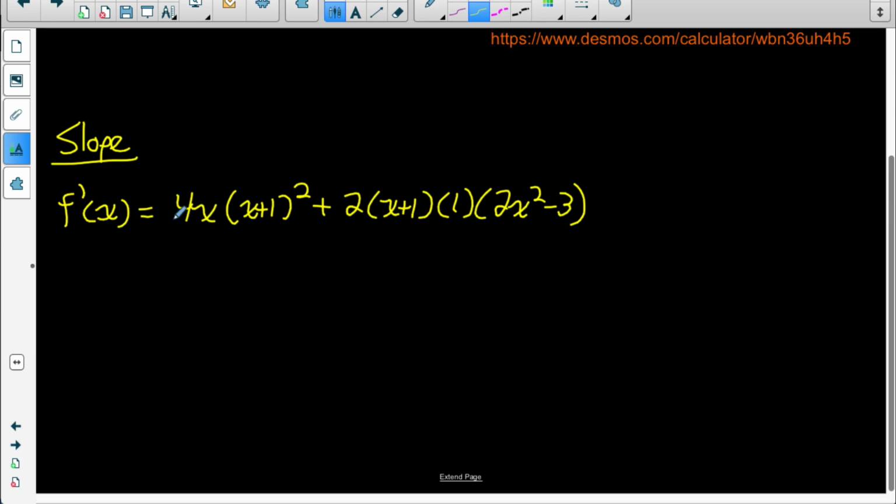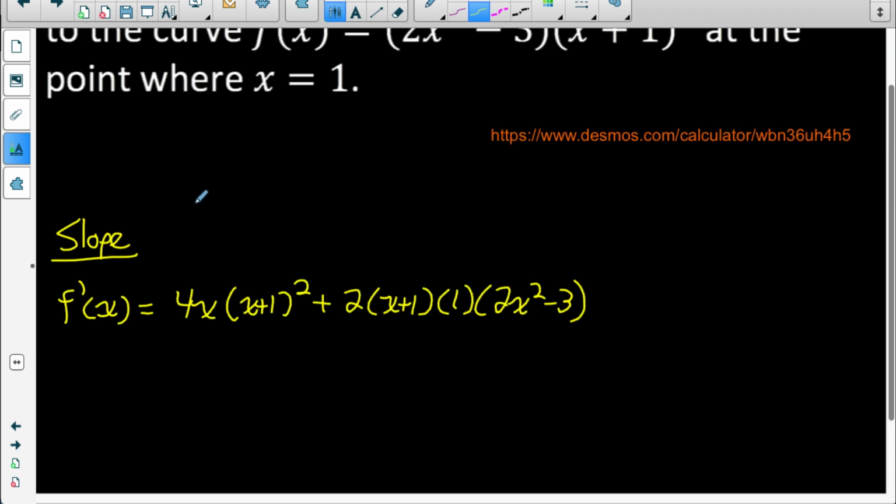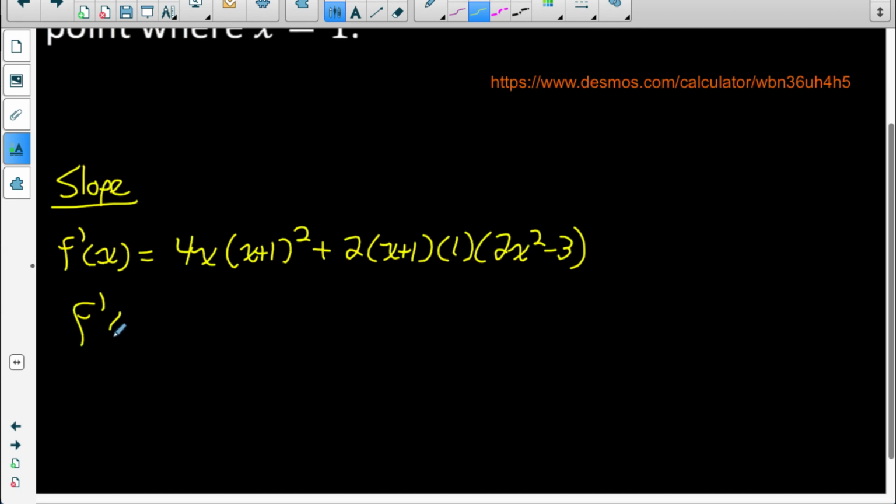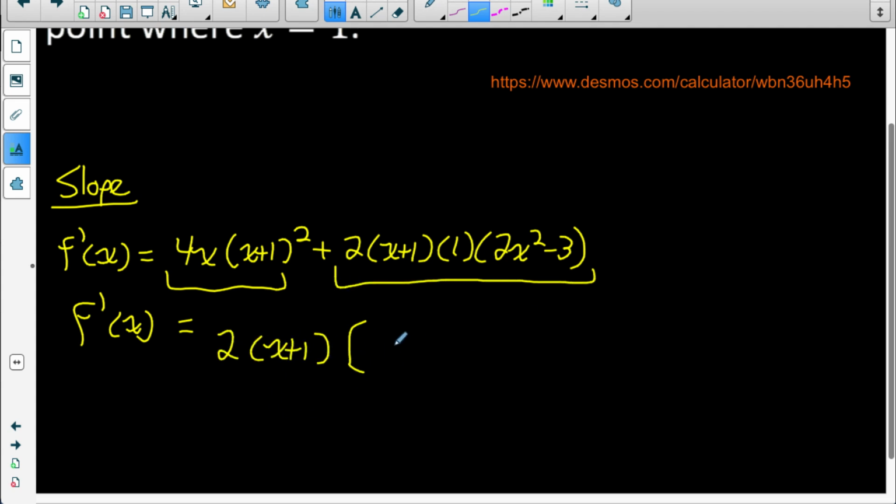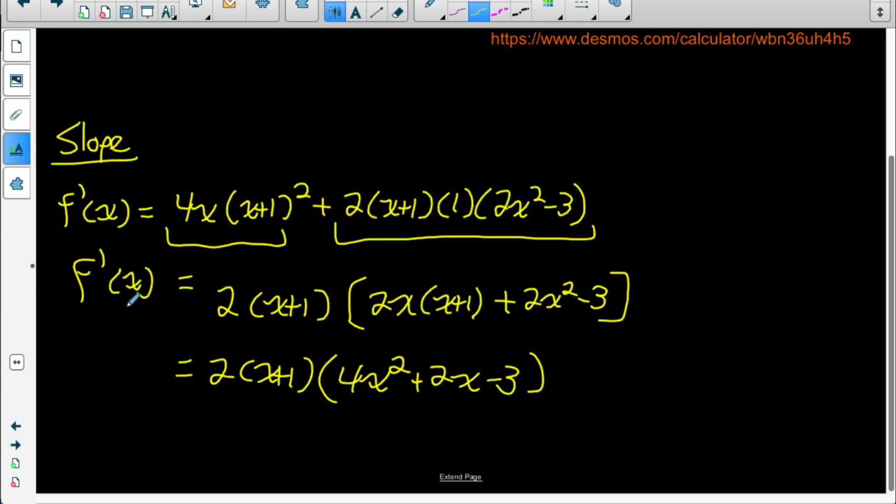I technically don't have to simplify it for this question because all I'm interested in is the slope when x is 1, so I just have to plug 1 into this equation. I'll simplify it just for fun though. So if we simplify this, I could common factor a 2 and an (x plus 1) from both of my terms, right? I'm going to take out a 2 and an (x plus 1) from both of the terms, and that leaves me with 2x times (x plus 1) for the first term, plus all I have left is this (2x squared minus 3) from the second term. And I'll simplify this. So that's the equation of the derivative.